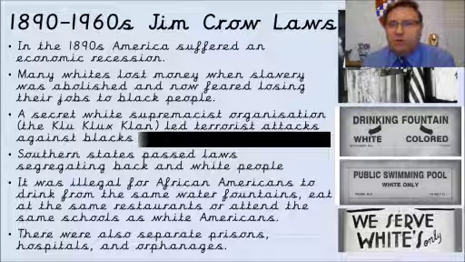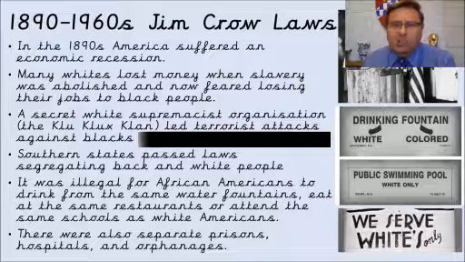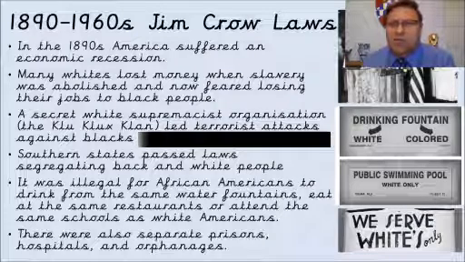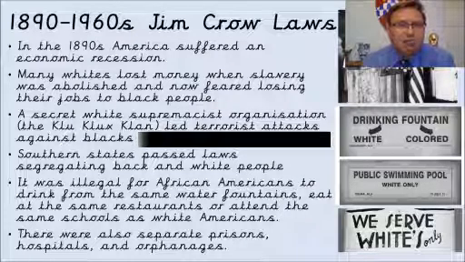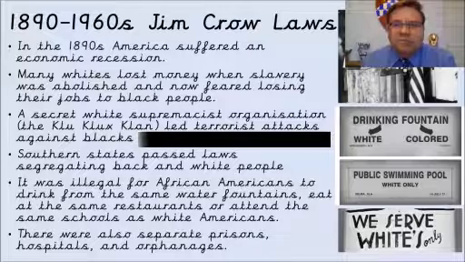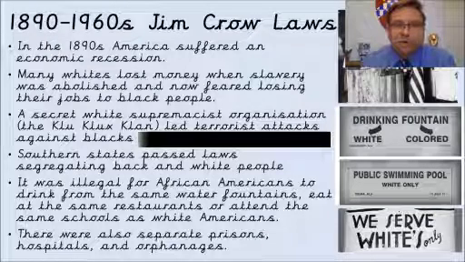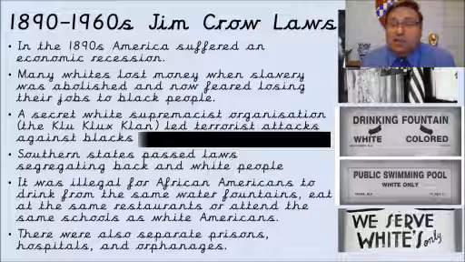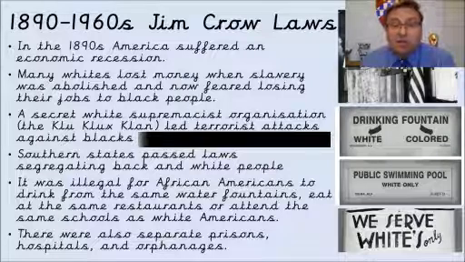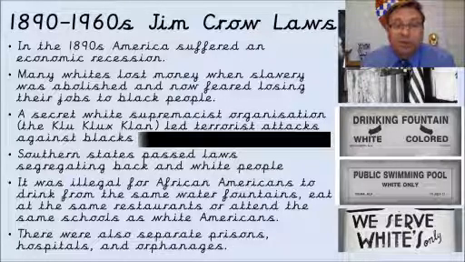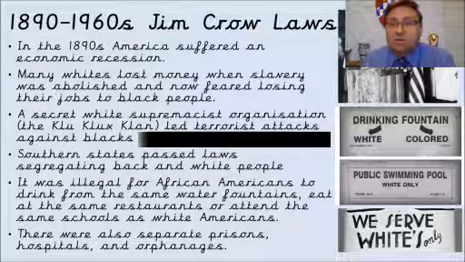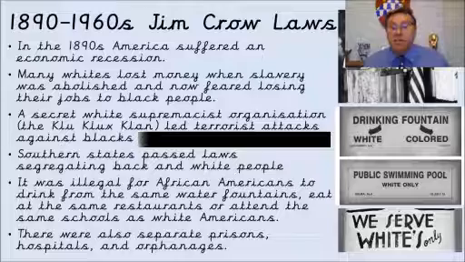Jim Crow was a name given by white people to former black slaves, and it was a bit of a put-down, it was a bit of an insult, really. It became illegal for African Americans, black people, to drink from the same water fountains, to eat at the same restaurants, to sit at the same seats on a bus. They had to attend different schools to white Americans. There were even separate prisons, hospitals, orphanages. They basically lived very, very separate lives.